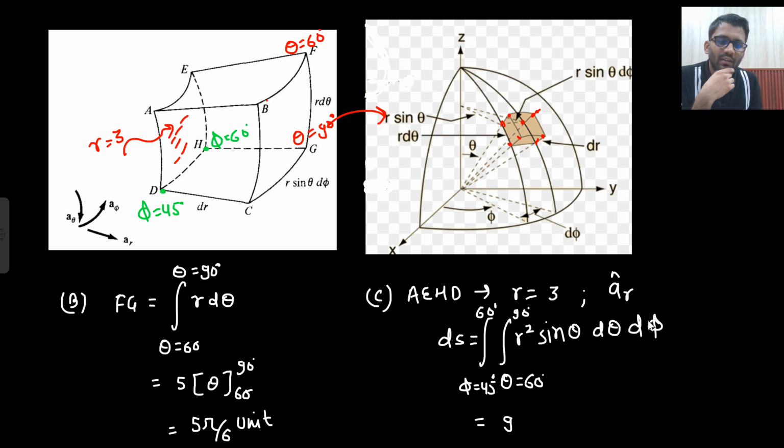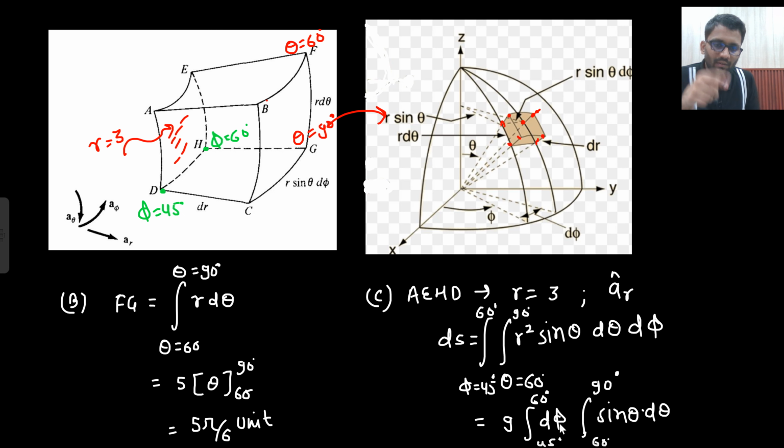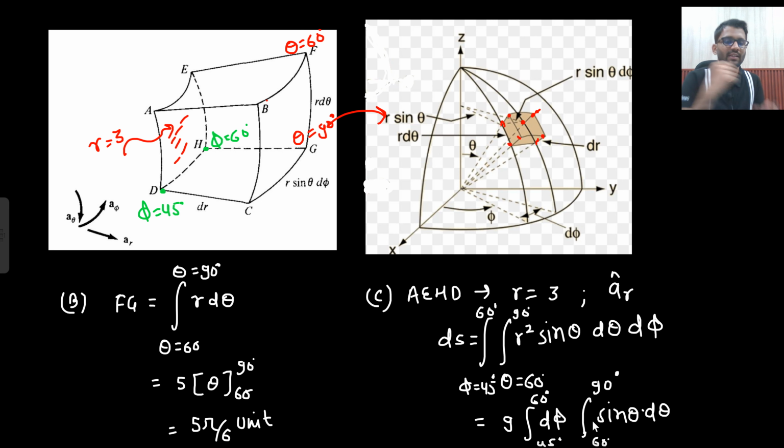What do I need to do? I need to take two integrations. One is with respect to phi, d phi, that is changing from 45 to 60 degree, a 15 degree change. Another one I need to take is sin theta d theta, that is changing from 60 degree to 90 degree. So what is my answer? 9. 45 to 60 degree, that is 15 degree, and 15 degree is equivalent to pi by 12. 9 into pi by 12. And what about this sin theta? What is the integration of sin theta? Minus cos theta, right?